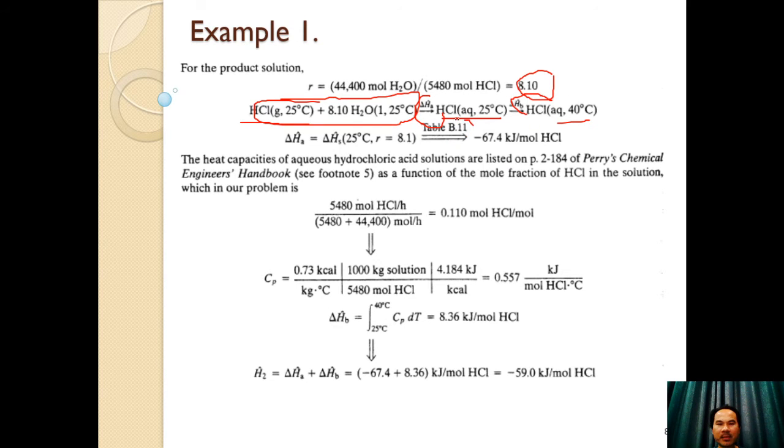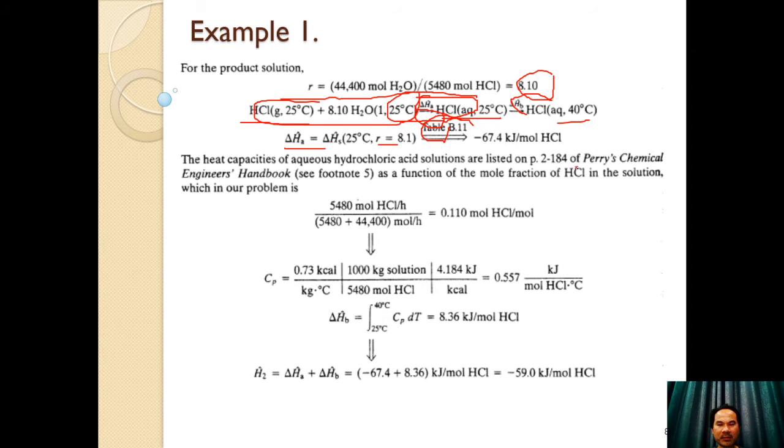This is from table B11, delta S A equal to S8 at 25 degrees Celsius, I equal to 8.1, and at 67.9 kilojoule per mole. For this case, in the first step, this is the aqueous solution. You can open from table B11. And the next step, delta SB is the change in temperature of HCl aqueous solution.